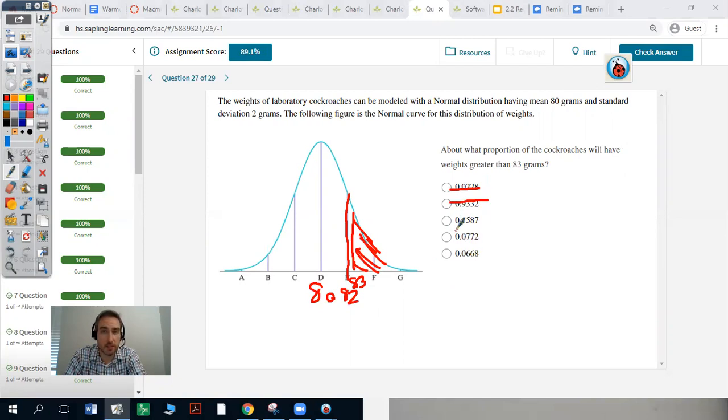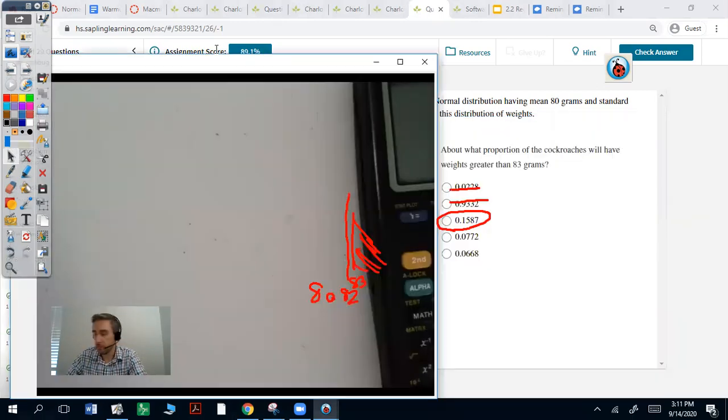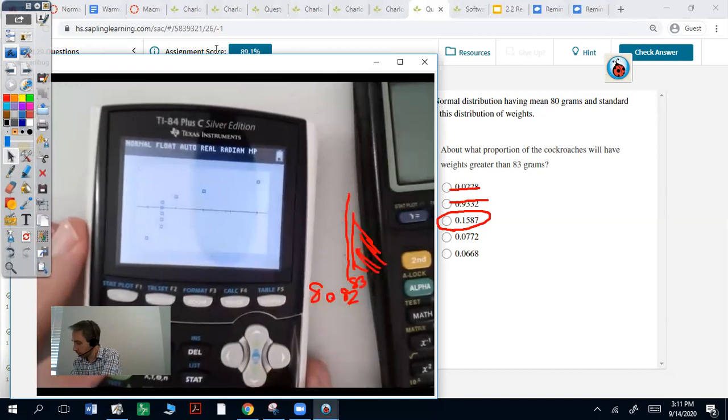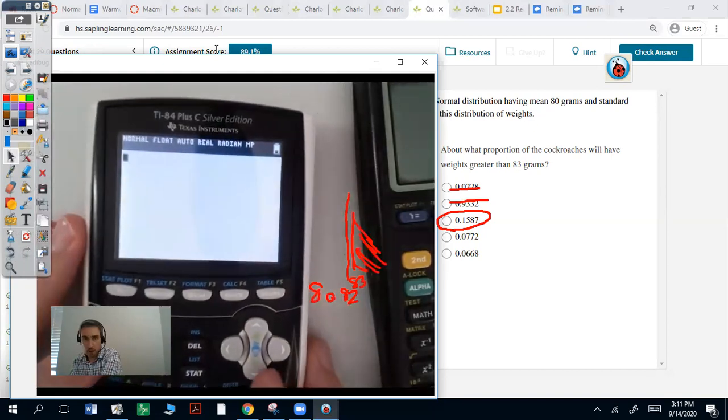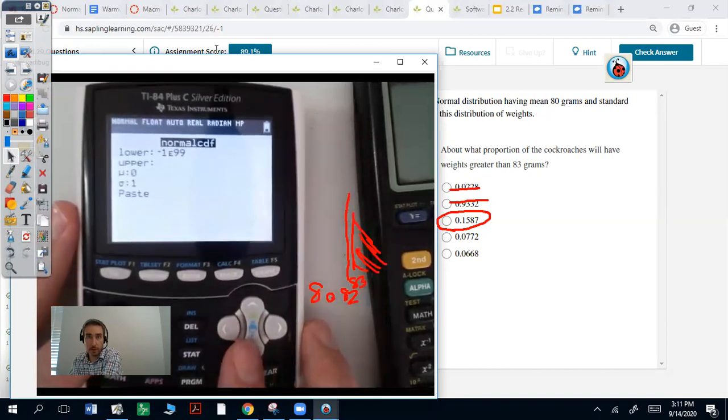It's close to 83, but if we want to double check that, honestly, just use normal CDF. I don't see why we would guess on a problem like that. Second vars, normal CDF, greater than 83, so we're going to start with 83, upper 1E99, mean 80, standard deviation of 2.